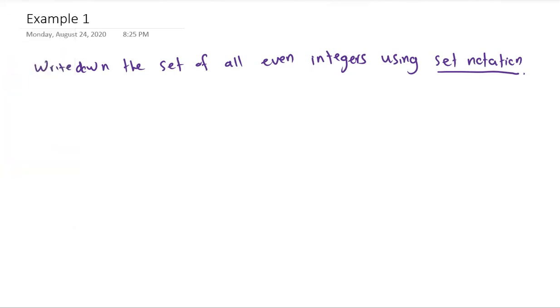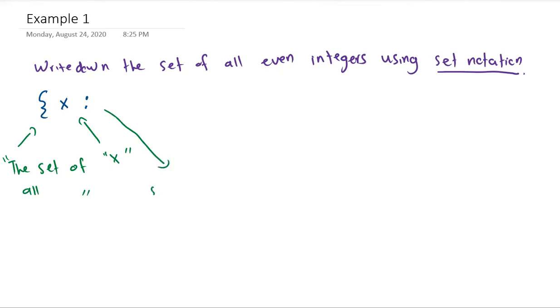So we want to write down the set of all even integers using set notation. So we're going to do it like this. I'm going to open brackets again. We're going to write X here. And then I'm going to tell you what each of these symbols mean as you read them from left to right. So think of this first bracket as saying the set of all. So the set of all X. I'm going to put a colon. That colon you want to read as such that.